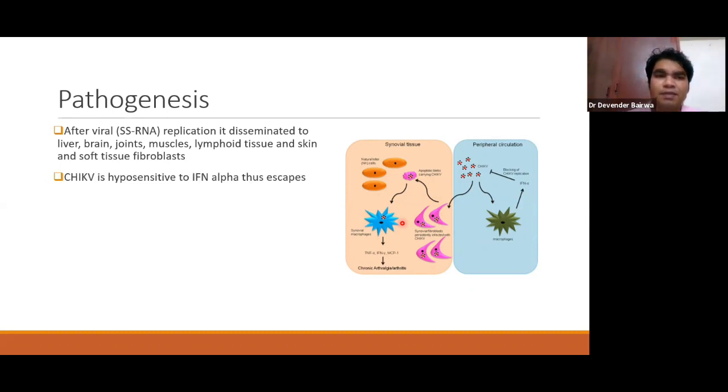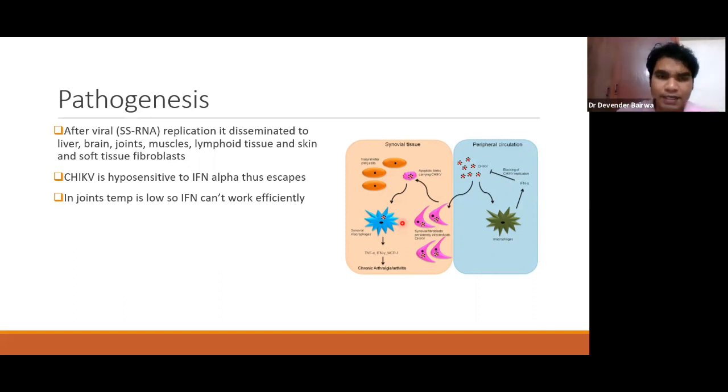But there are multiple reasons because of which the virus persists in the body. The chikungunya virus is hypersensitive to interferon alpha, and thus it escapes. Whenever body cells are affected by a virus, interferon alpha is produced by natural killer cells and macrophages, and generally this interferon alpha will kill your virus. But chikungunya virus is hypersensitive to this effect, and that's how it escapes that killing.